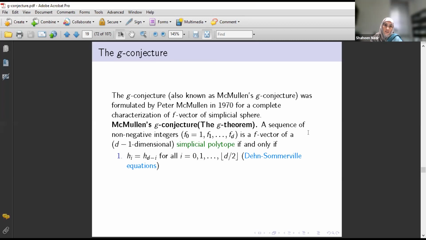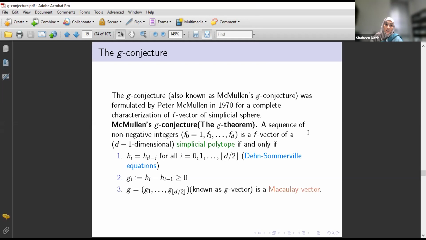So this is the h vector, which is h_i equal to h_{d-i}, which says that your h vector is symmetric. These relations, or these equations, are called the Dehn-Sommerville equations, because they were proved by these two mathematicians. The second condition is that g_i, which is h_i minus h_{i-1}, is always greater than or equal to 0. And you have already seen this relation.